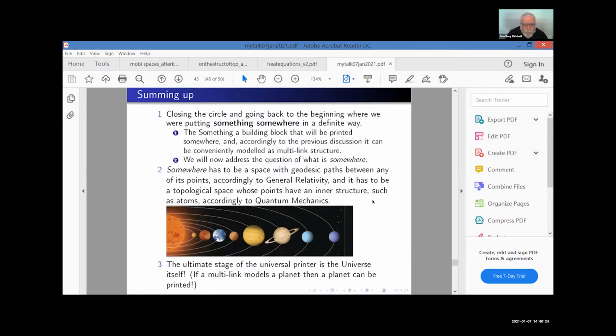All right, yep, to finish and summing up, I have discussed something, so what about somewhere? The something is this notion of multi-link. We are happy with it, it's a fine structure. Now, what about somewhere? In the end, we will be interested in generalizing to the universe itself, so that the ultimate printer is the universe itself. And in that sense, if a multi-link can model a planet, then a planet can be printed.